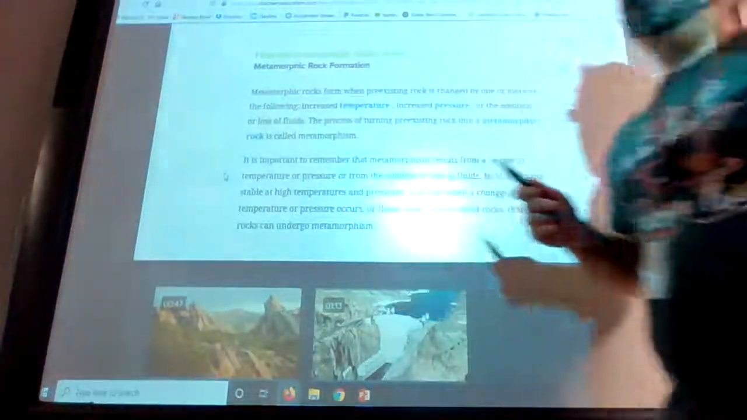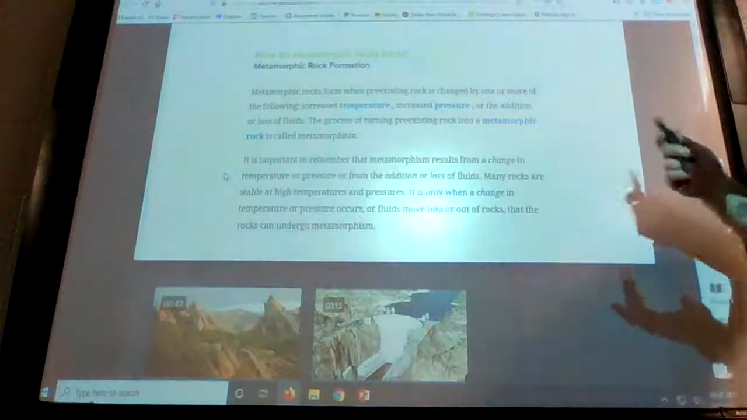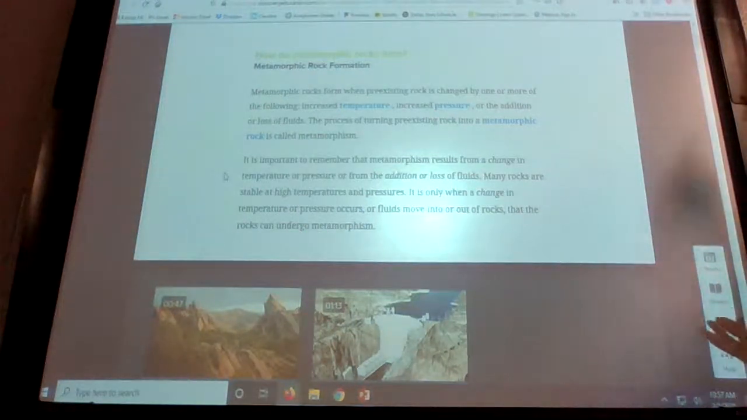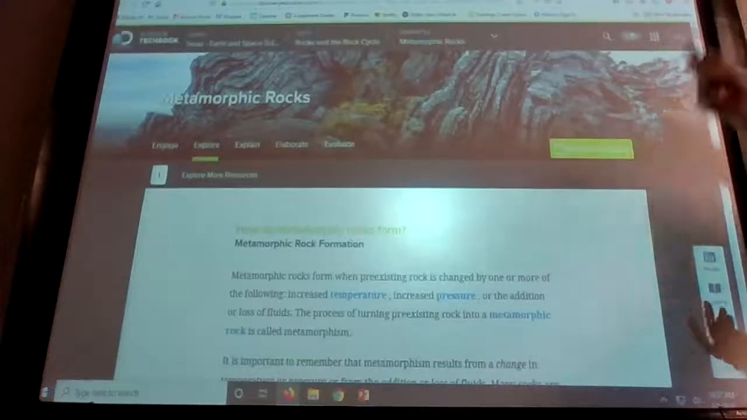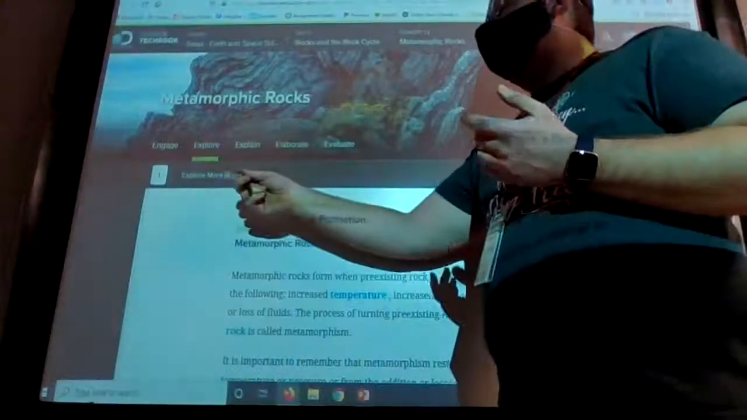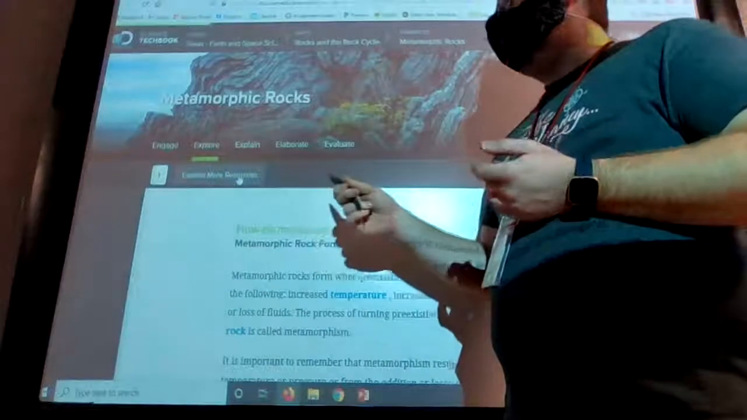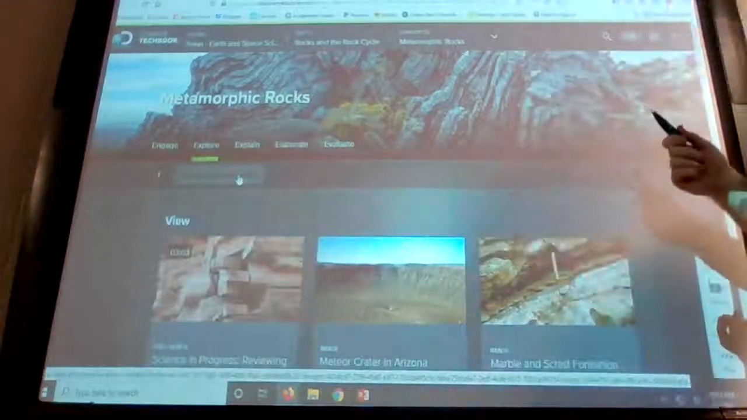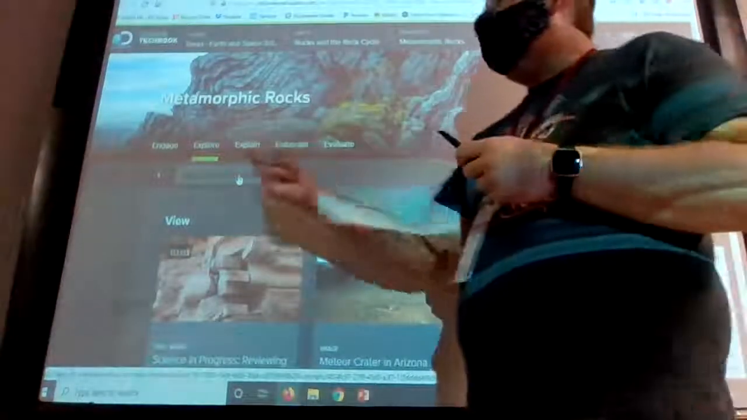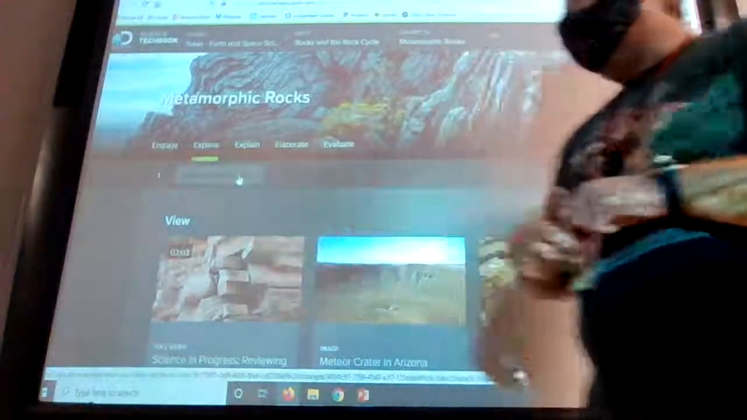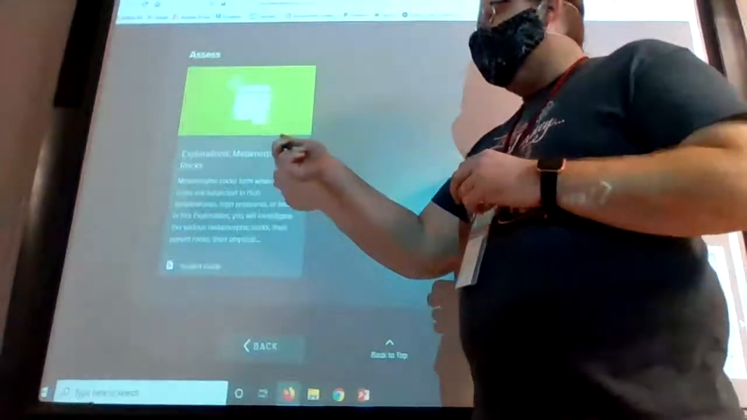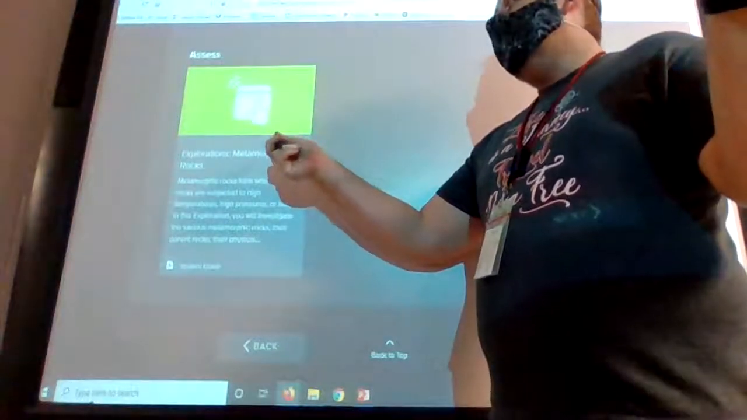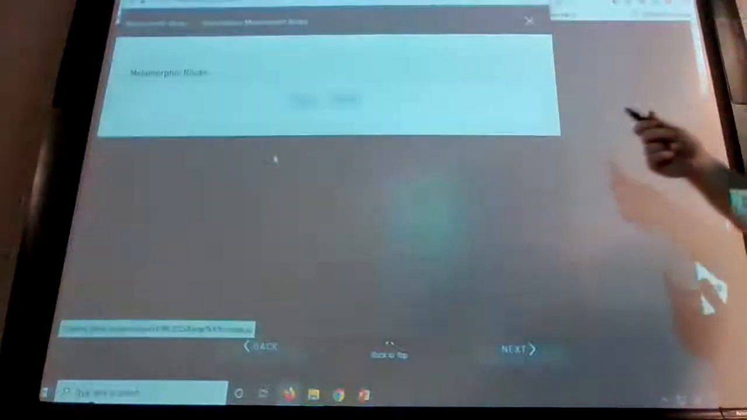So now that you have the reading, go ahead and click on the reading. It'll take you to the Metamorphic Rocks section of Discovery Education. Scroll up just a little bit where you can see the menu, and you'll want to click on Explore More Resources. They go a little heavy-handed with that. We're in the Explore tab, Explore More Resources tab, and then we go all the way down at the bottom to find the exploration. We're like triple exploring. So make sure you click on the green one that says Explorations, Metamorphic Rocks.